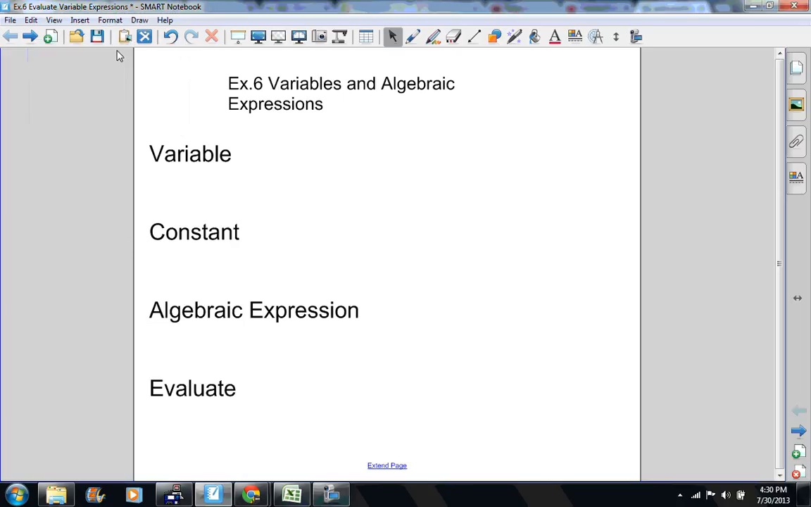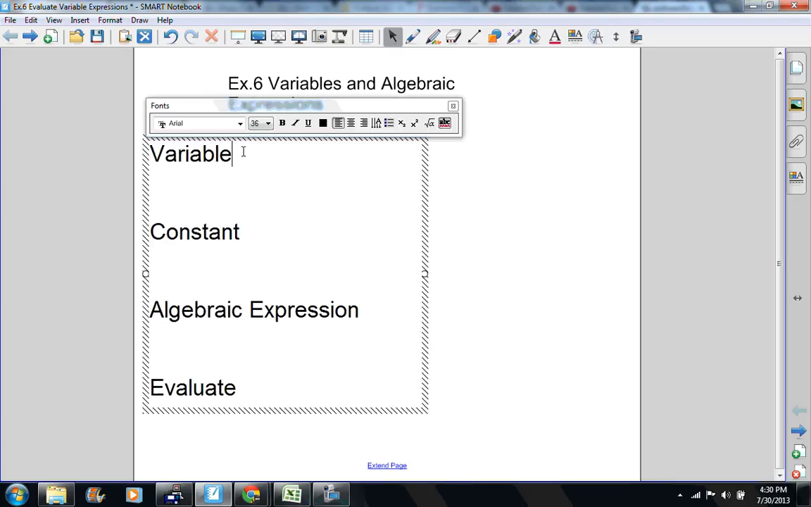All right, so we are on the 6th lesson in Unit 3 on variables and algebraic expressions. It's going to be really similar to what we did before, but adding in one little step. Now, before we start, I would like to do a couple vocabulary terms. Okay, so the first one is variable.